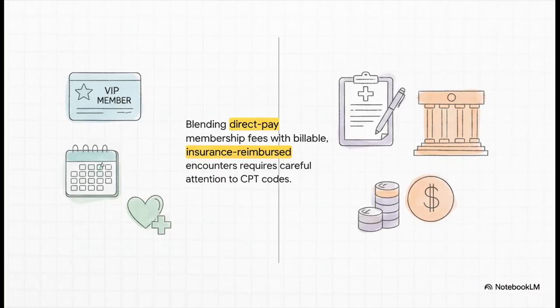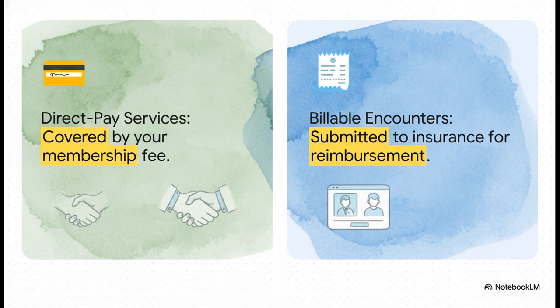So here's the absolute core of the issue. You've got your membership fees on one side, and then you have these billable insurance reimbursed encounters on the other. You have to draw a bright, clear line between what's covered by the membership and what you can actually bill to a payer. Seriously, getting this right, it's everything. It's the whole foundation.